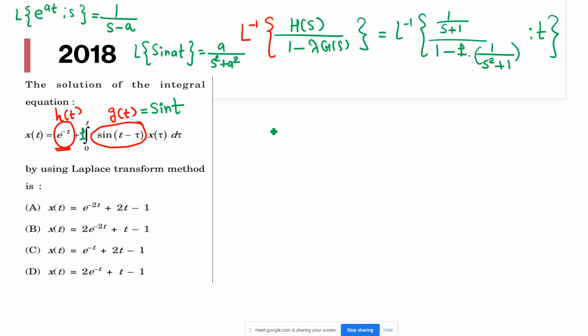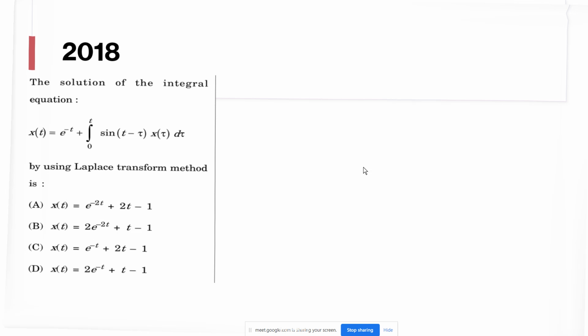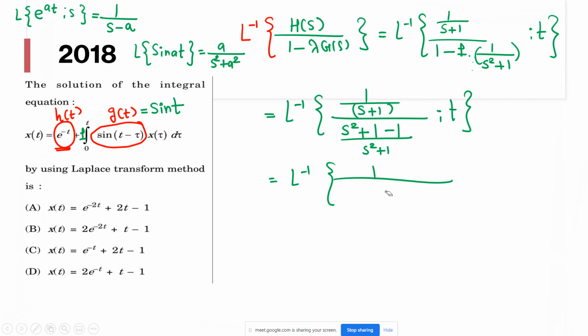We need to find the Laplace inverse of this. To find it, we just simplify this function. That is nothing but the Laplace inverse of 1 by s plus 1, whole thing divided by 1 minus 1 by s square plus 1, that is, the whole thing divided by s square plus 1. This becomes s square plus 1 divided by s plus 1 times s square, converted to variable t.